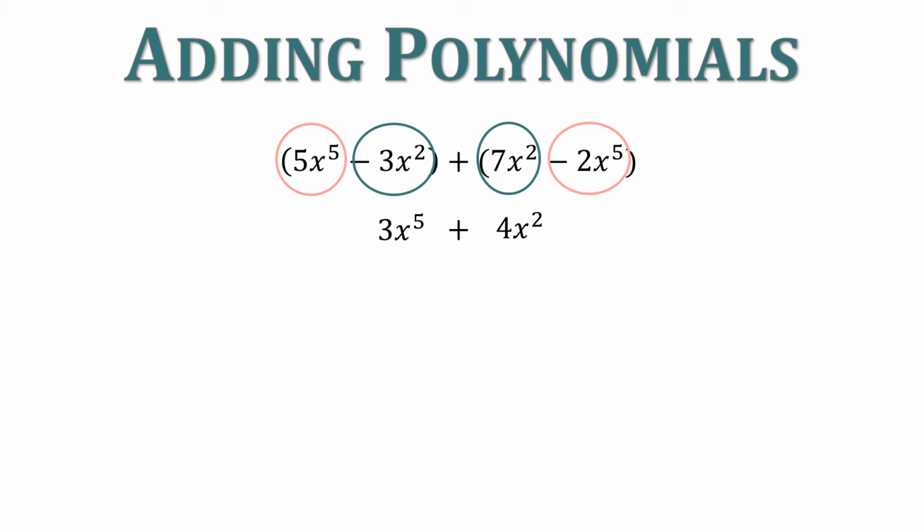Let's go ahead and classify this polynomial. It has 2 terms. And the highest power is 5. Therefore, this is a quintic binomial. Quintic because the power is 5, binomial because they are 2 terms.